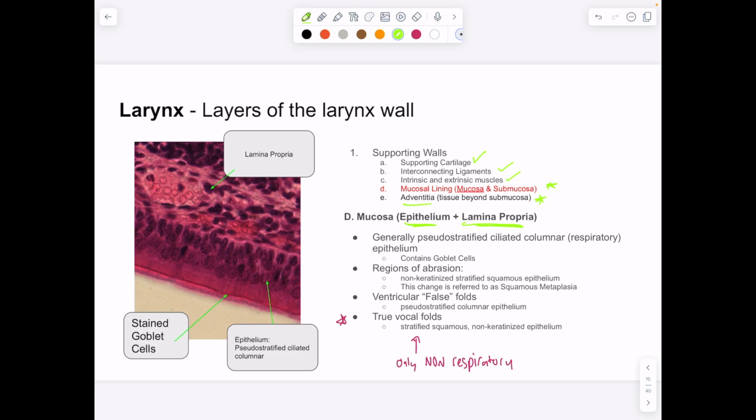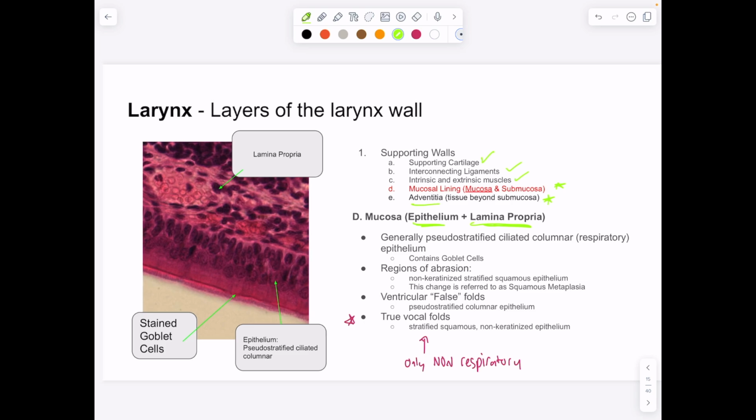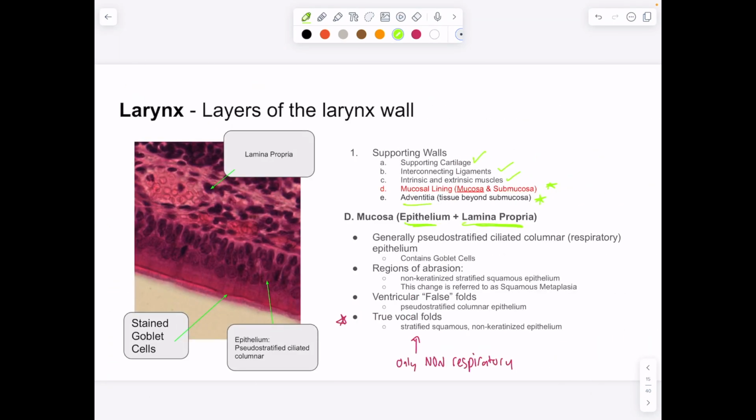Right, good rule of thumb for everything here is that we have respiratory epithelium, right? We said our exceptions to respiratory epithelium are the olfactory part of the nasal cavity, and then we're going to see that here it's all respiratory epithelium except for the true vocal cords. All right, so here our mucosa is going to be pseudostratified ciliated columnar, aka respiratory. It's going to have goblet cells, except for in regions of abrasion. So if you have a lot of abrasion, then you can have it transform into non-keratinized stratified squamous epithelium.